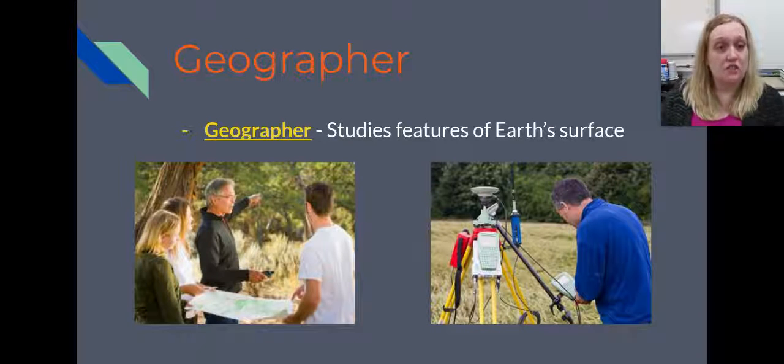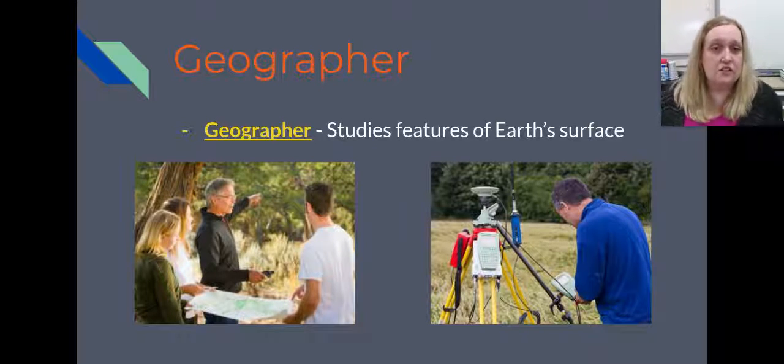Next one is a geographer. Geographer, we're really not going to discuss much this year. Geography kind of falls a little bit into social science, but a geographer is an individual that's going to study features of Earth's surface. Geographers are going to work hand in hand with cartographers. They're going to map the different features, and then a cartographer might take that information to actually physically make a map.